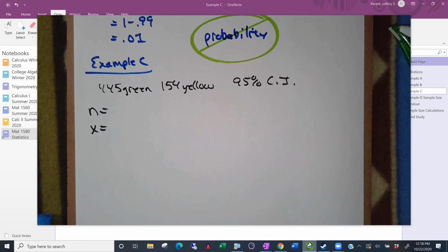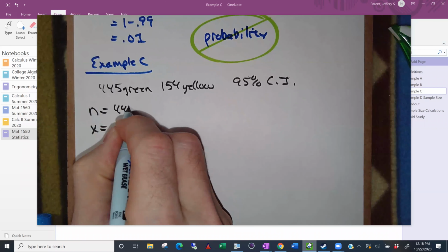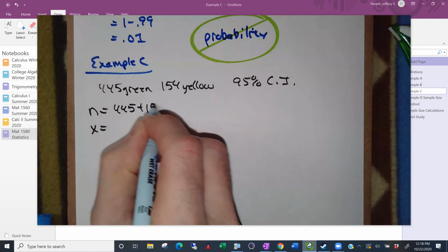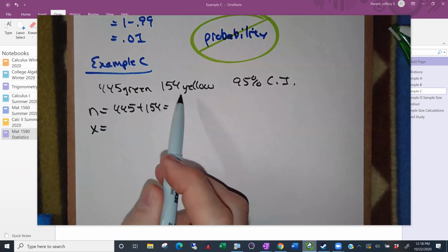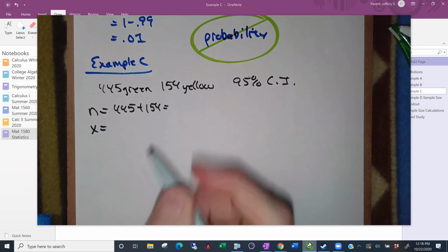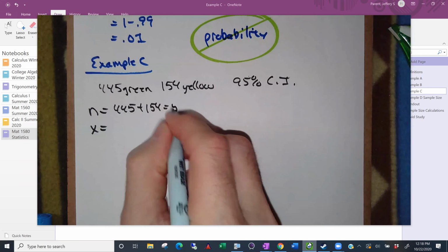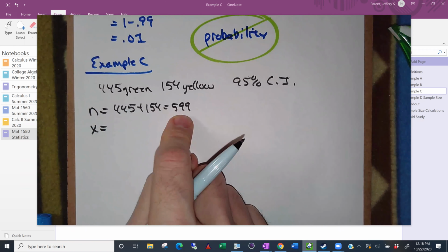Actually, this one's a little trickier. I'd say it would be 445 plus the 154, because it's the population of all the peas. This total is the total number of samples that we took. So it's 599. So it's a little tricky, and I'm sorry, I didn't really mean to trick you there. So that's your total sample size.